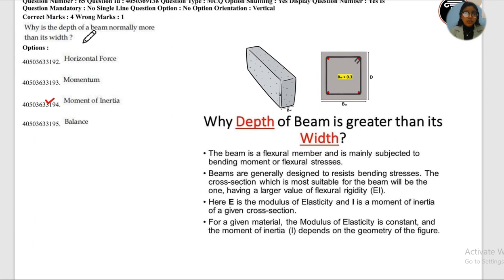Next question is, why is the depth of a beam normally more than its width? This is the depth of your beam, and the question is asking why the depth of the beam is more than its width, and this is the width of your beam. So it is more due to the moment of inertia.